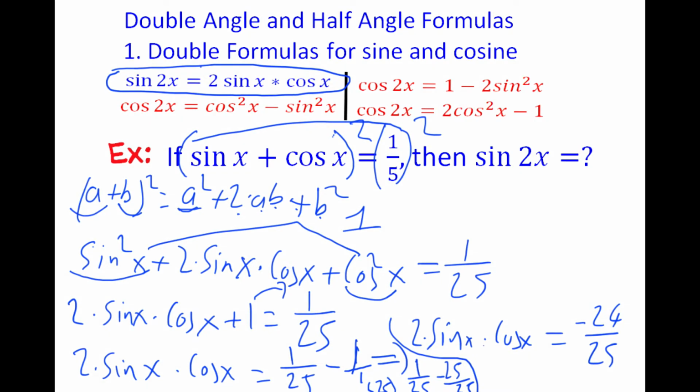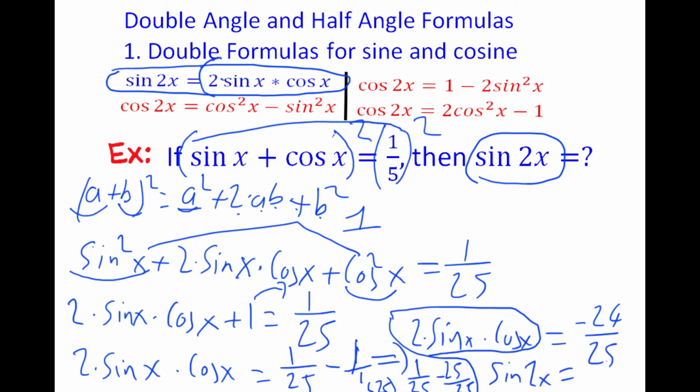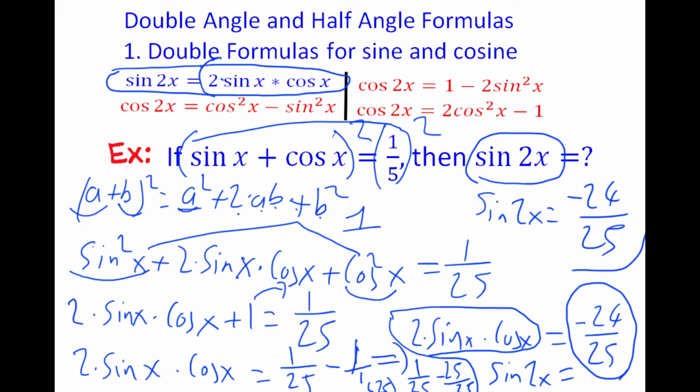Now, 2 times sine x times cosine x is negative 24 divided by 25. Actually, we don't have to divide both sides further. Why? Because sine 2x is already 2 times sine x times cosine x, guys. I was trying to find out sine x times cosine x, but we don't need this, because we already have the 2 here. That part, which is the left part, is already sine 2x, guys. So that means we have already found sine 2x in that case. So just let me write it here as a final answer. Sine 2x is going to be negative 24 divided by 25, guys.